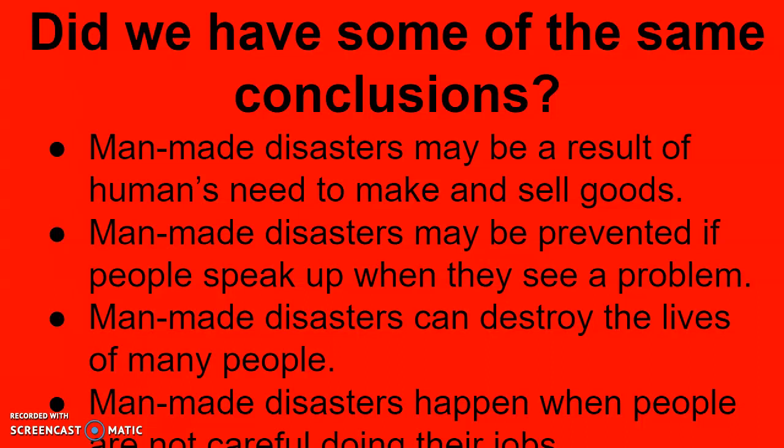The second one. Man-made disasters may be prevented if people speak up when they see a problem. And I'm thinking about the people of Boston that saw that tank was leaking out the molasses. And they heard the noises that tank was making. But yet they were afraid that people weren't going to listen to them because they were poor immigrants and they were afraid that they would not be heard. Man-made disasters may be prevented if we speak up when we see a problem.